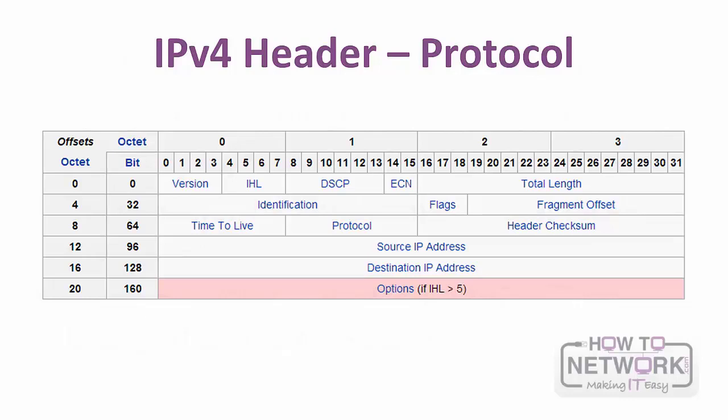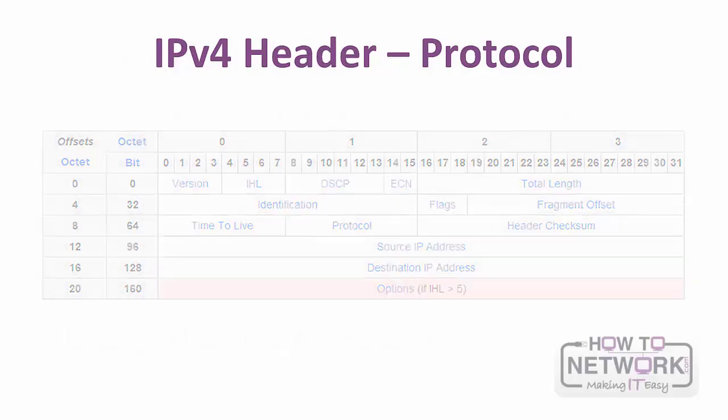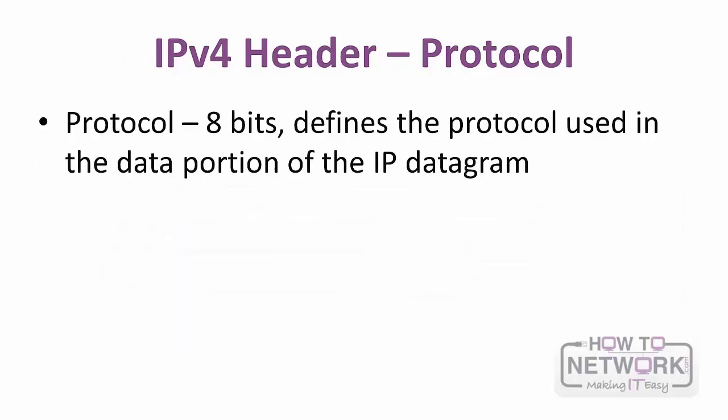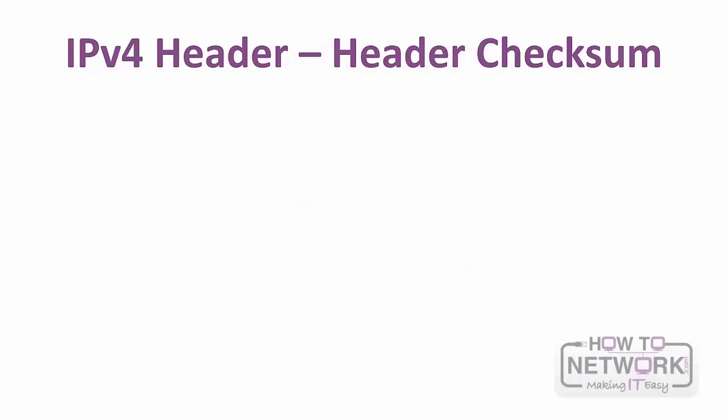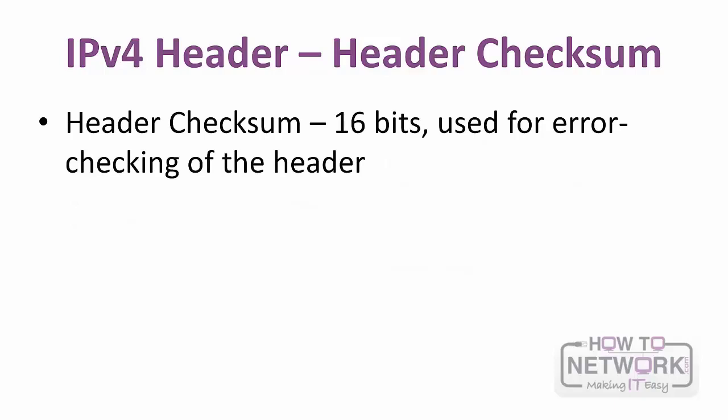Protocol, 8 bits. Defines the protocol used in the data portion of the IP datagram. Header checksum, 16 bits. Is used for error checking of the header for protection against any corruption in transit.